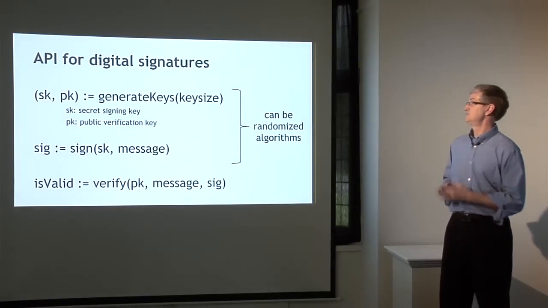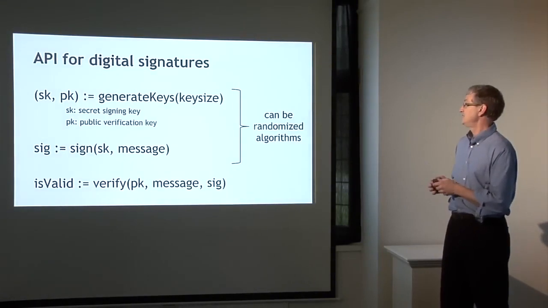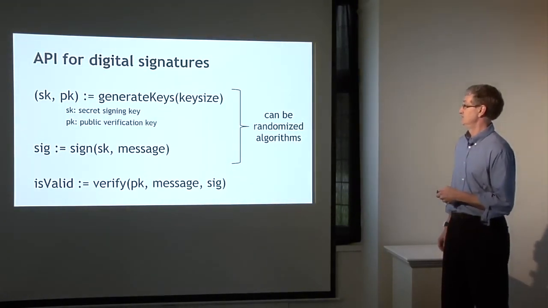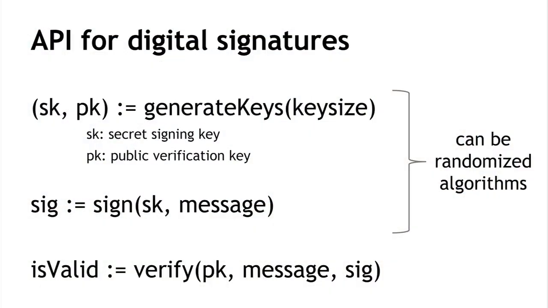So let's get into the nuts and bolts. Here's an API for digital signatures. There are three operations that we need to be able to do. The first is that, in the beginning, we need to be able to generate keys. We have a generateKeys operation, and we tell it a key size: how big in bits should the keys be? This produces two keys, SK and PK. SK is a secret signing key, information you keep secret that you use for making your signature. PK is a public verification key that you give to everybody and that anybody can use to verify your signature when they see it.